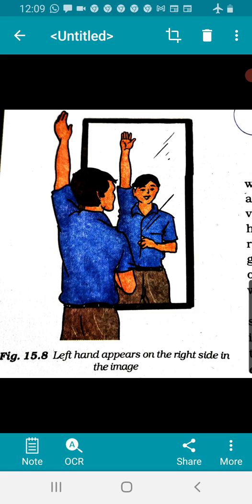So, we can say the properties of the image formed on the plane mirror are: the image formed by a plane mirror appears behind the mirror but cannot be obtained on the screen in either case. The image formed by a plane mirror is laterally inverted. And in a plane mirror, the image is formed at the same distance behind the mirror as that of the object in front of it.